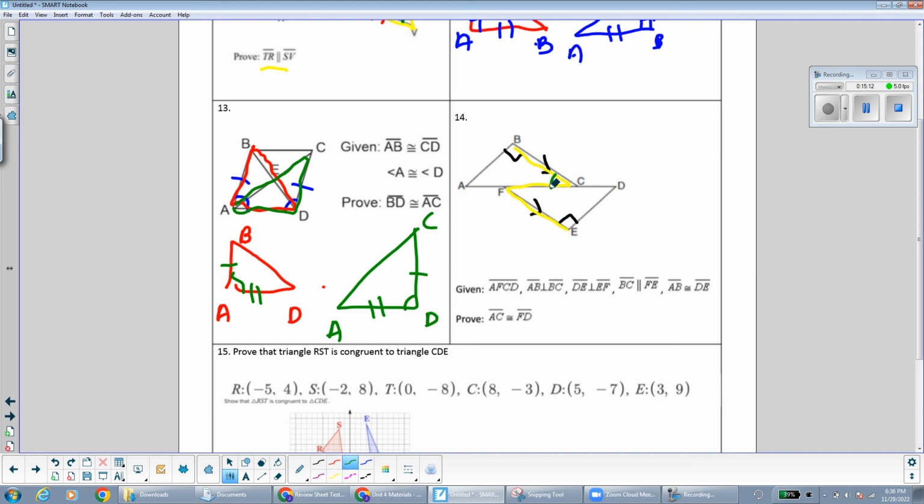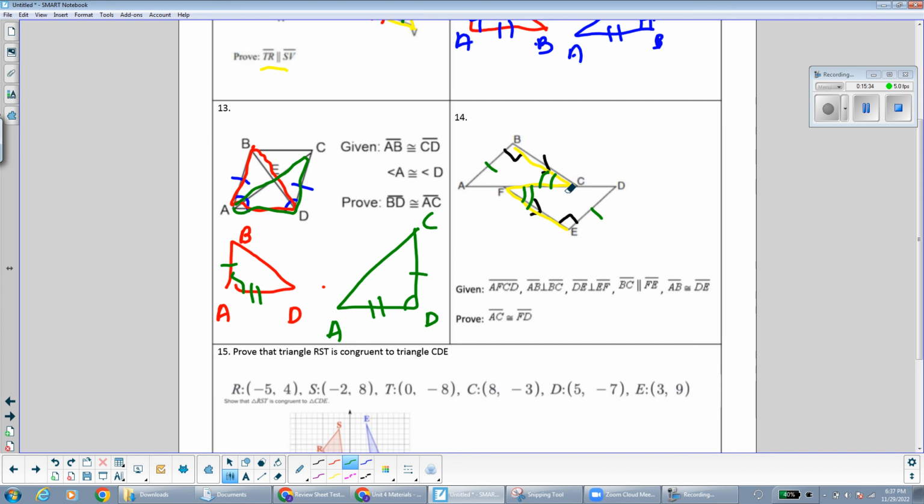I see my letter Z. I see my alternate interior angles. Okay, and I'm also told that AB is congruent to DE. So I can see that I'm going to be proving my triangles congruent by AAS. And then after I prove them congruent, I can say that AC is congruent to FD by CPCTC.